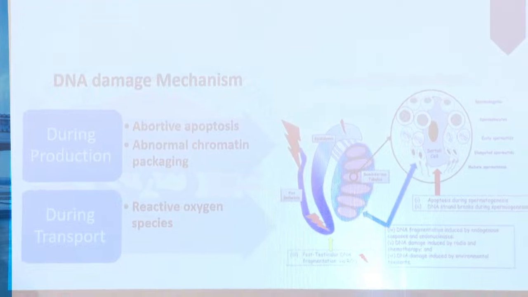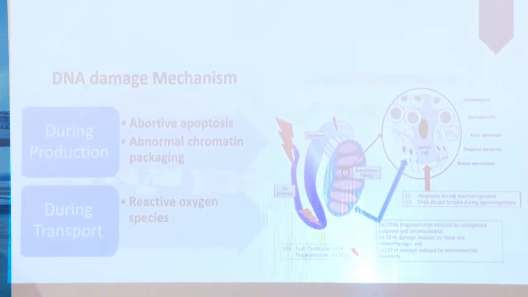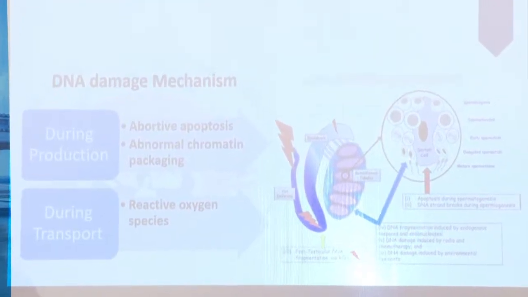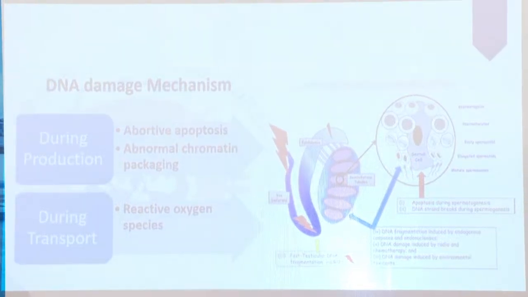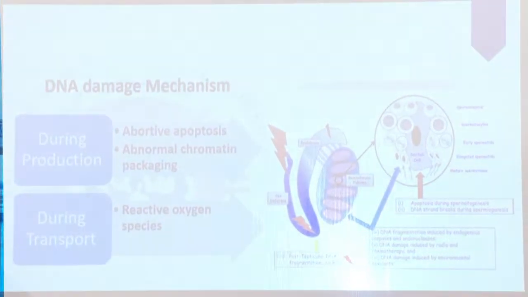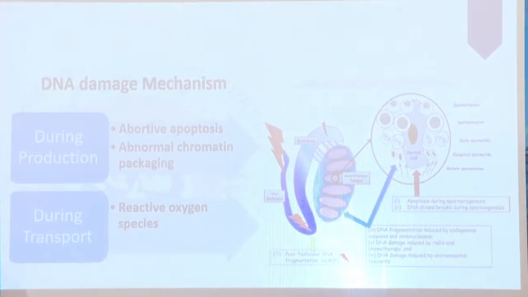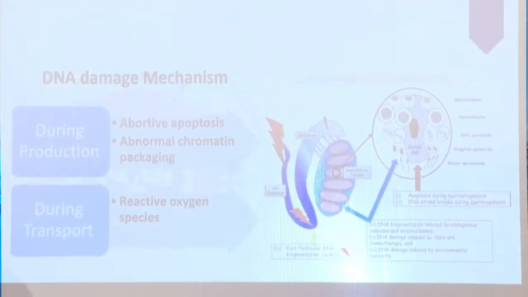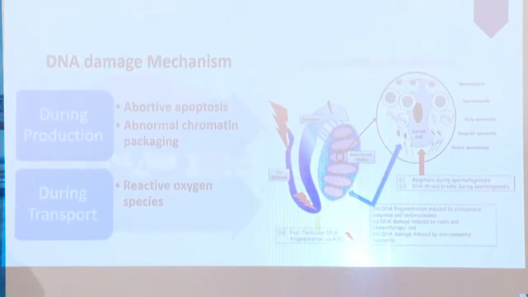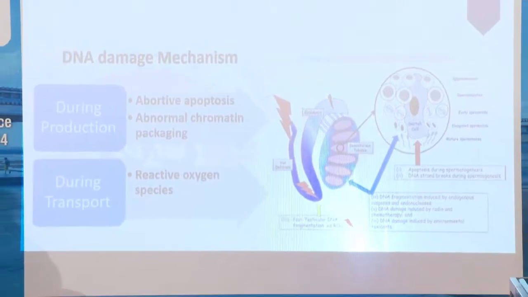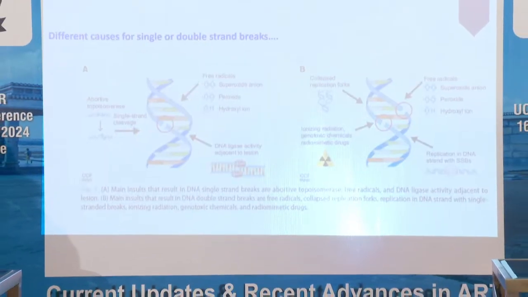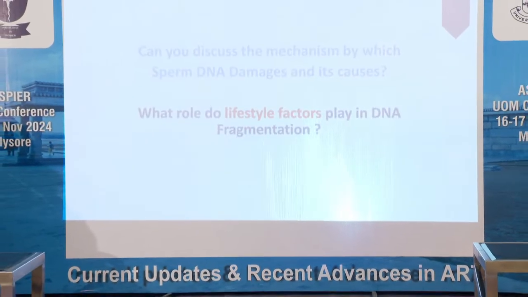To add to this, it is very clearly mentioned, sir, that during transport they are subjected to this ROS. Even after ejaculation they are subjected to ROS. That is another add-on where sperm undergo fragmentation. So, in terms of DNA damage, we can divide it into during production and during transportation. So, there are so many causes.